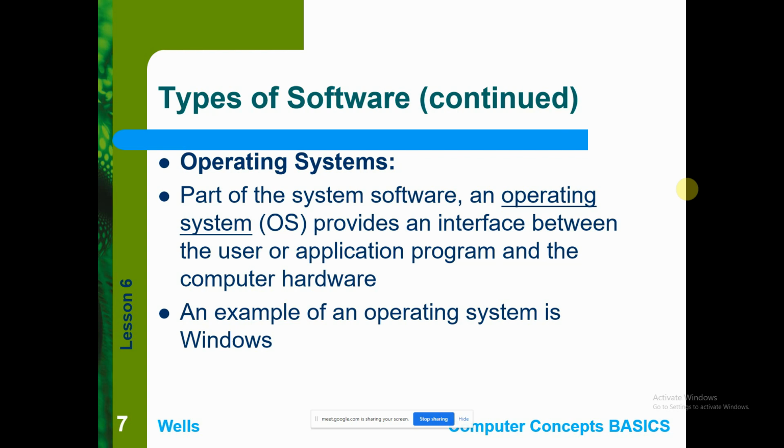So a part of an operating system, it provides the interface between the user and the application program and the computer hardware. So the computer hardware could not function by itself without an operating system that will provide the instructions within the end user, and using an application program to give out the instruction for the computer hardware to process.